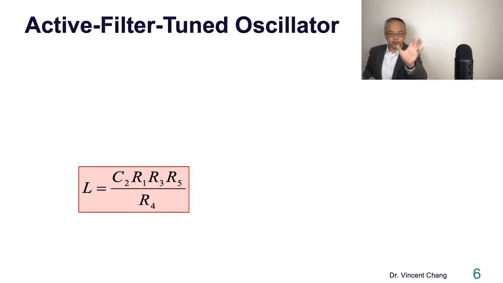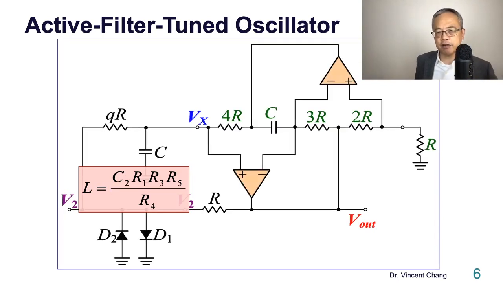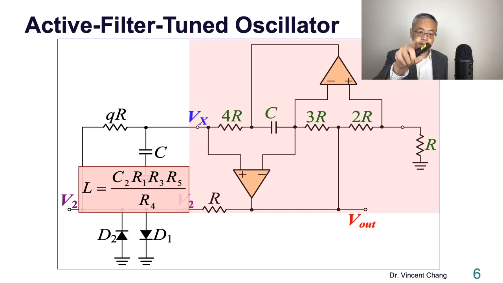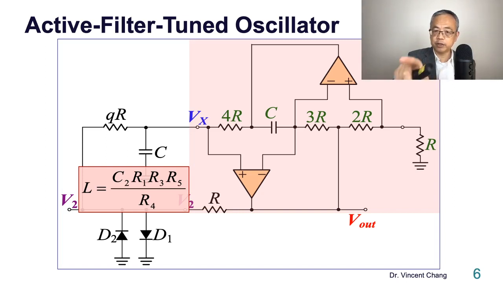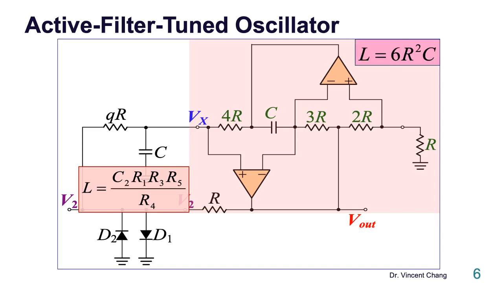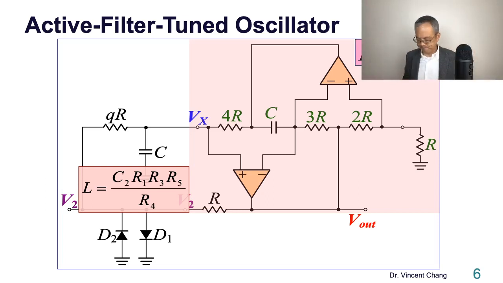So now let's keep this result and bring it back to the original circuit. Let me ask you, what's the equivalent inductance for the red highlight? You just plug in: replace R1 with 4R, R3 with 3R, R5 with R, and divide by 2R. The outcome is 6R squared C, and that is the equivalent inductance. So the first part is done, the Antoniou inductance simulation. Let's move on to the second part.